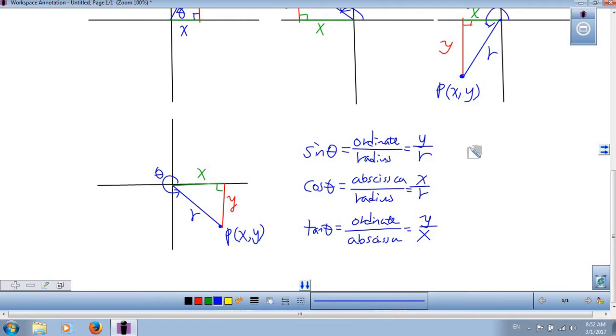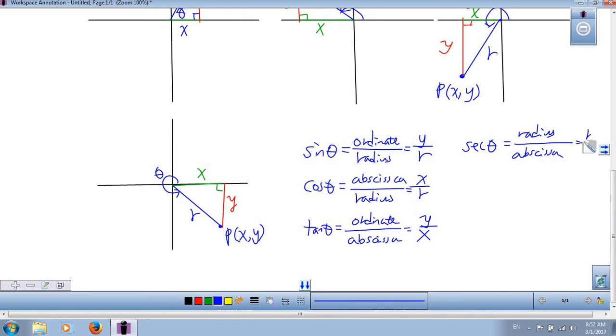Okay. Now, same thing for secant theta. Secant theta is going to be the radius, the hypotenuse, r divided by... Okay, let me go ahead and write it out. It's going to be the radius divided by the abscissa.